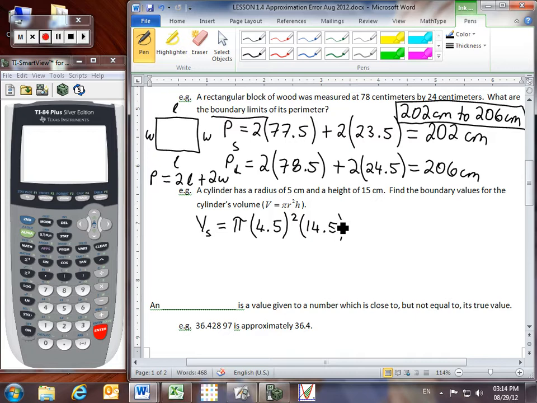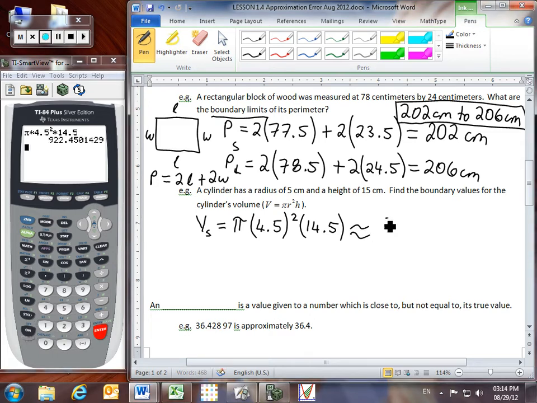So let's actually work this out. You do have a pi on your calculator. Instead of typing in 3.14, which is not an accurate value, we can press second, and then this one here, the hat, and that will bring up a pi symbol, which is the exact value of pi, or as close as your calculator is able to express it. So we've got pi times 4.5, and if you want to do a square, we'll use this button right there, squared, times 14.5. And so the smallest possible volume is 922.